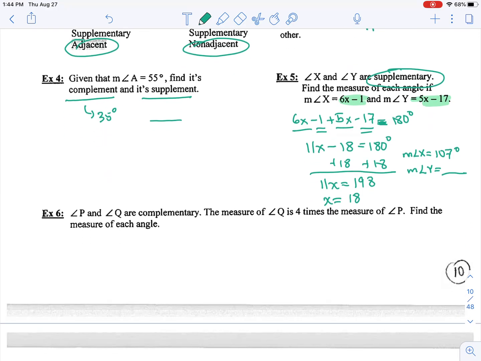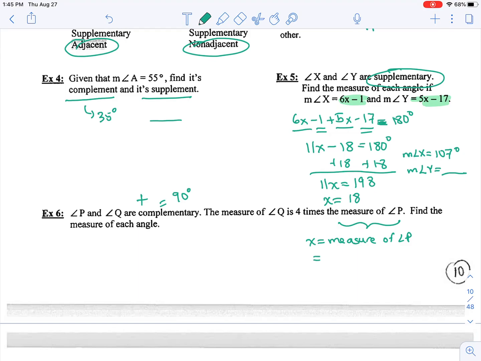Our last example here: P and Q are complementary. The measure of angle Q is 4 times the measure of angle P. Find the measure of each angle. I will brainstorm a little bit here. Complementary means that they add up to 90 degrees. They're describing the measure of Q as 4 times the measure of P, which we have no idea what it is. So I'm going to define x as the measure of angle P.